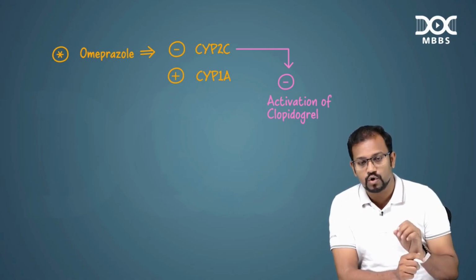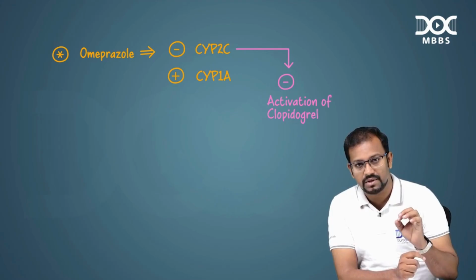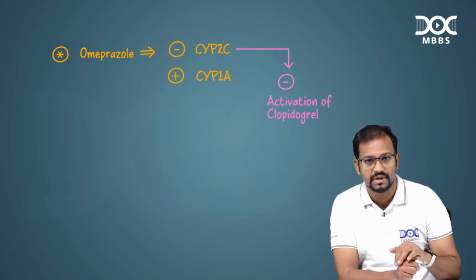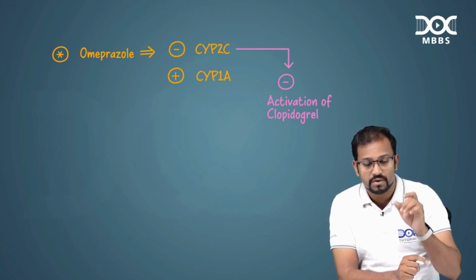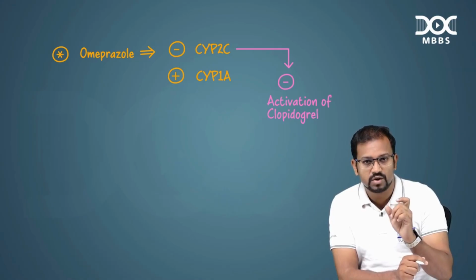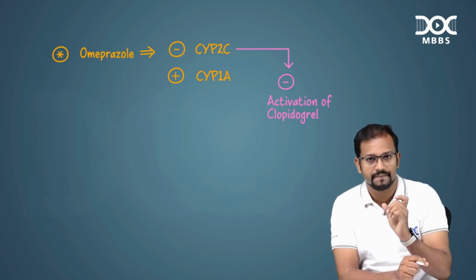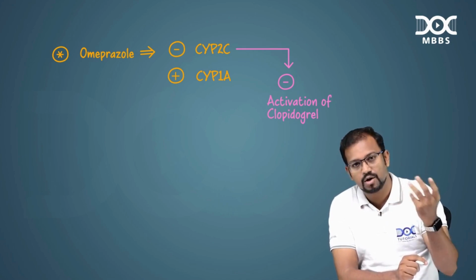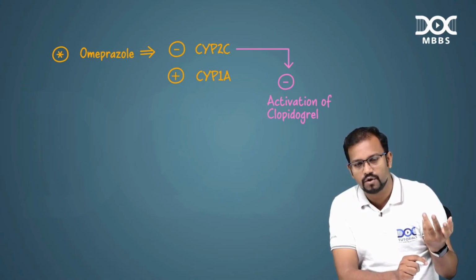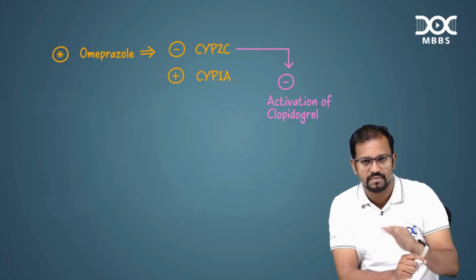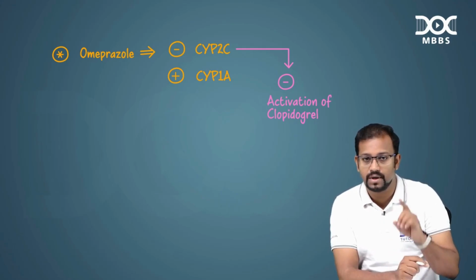But when you give omeprazole in those patients, what will happen? Omeprazole will inhibit the cytochrome P2C enzymes. Cytochrome P2C19, especially, is the enzyme involved in the activation of clopidogrel. When that enzyme is inhibited, clopidogrel will not be converted to the active form, and the antiplatelet activity will not be seen in that patient. One important drug interaction of omeprazole and clopidogrel.